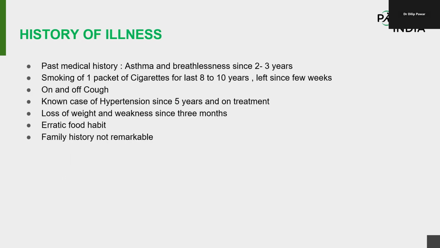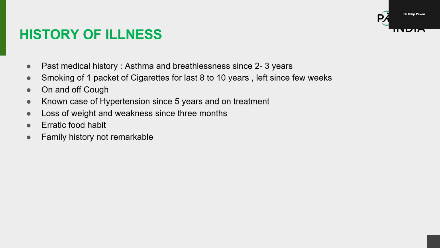Next slide, please. The past medical history: he had asthma and breathlessness in the last 2 to 3 years, and that was again confusing for the patient. He said that he has been on and off taking treatment for breathlessness. What was more important, he had a history of smoking at least one packet of cigarettes for almost 10 years, and he claimed that only a few weeks back he has left it. He had on and off cough going on.